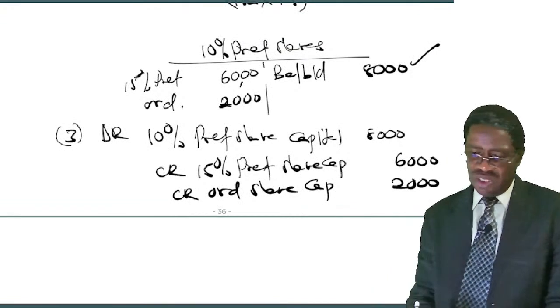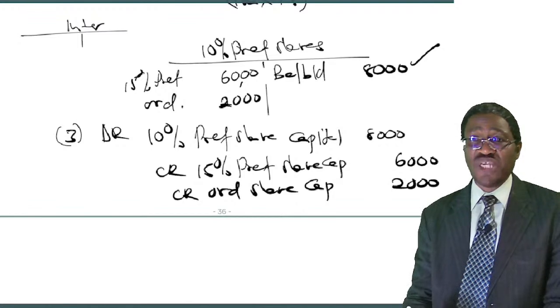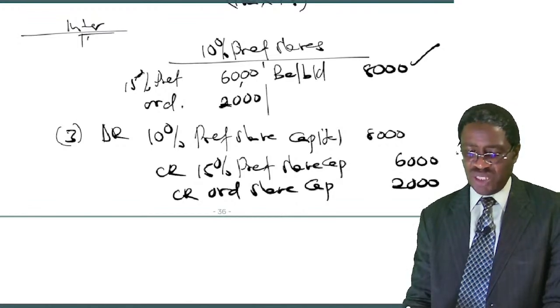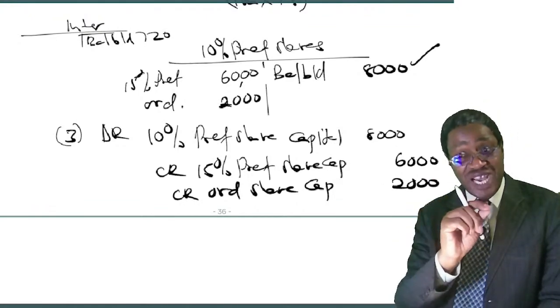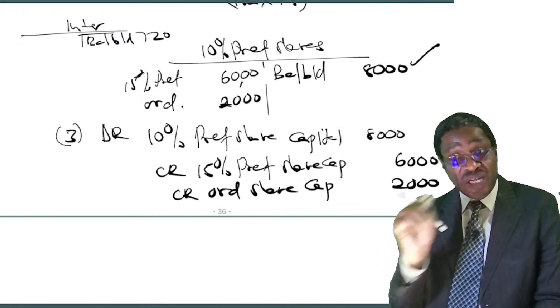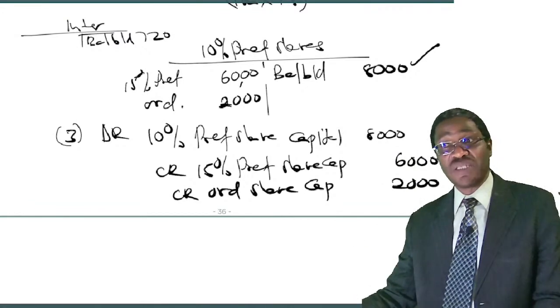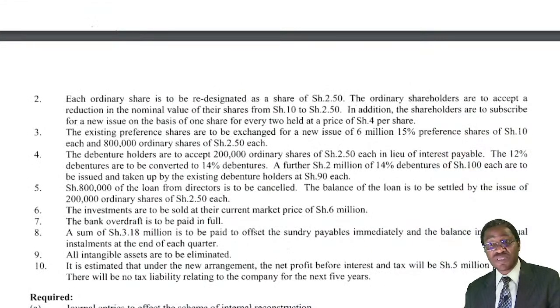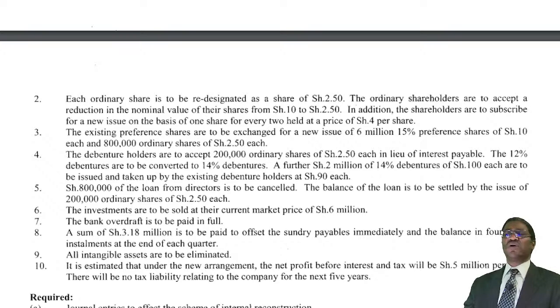If this is the account called interest, I am doing it on the left side, so that you can see our liability was 720. We agreed with the debenture holders that they accept how many ordinary shares? 200,000 of 2.5 in lieu of their interest.